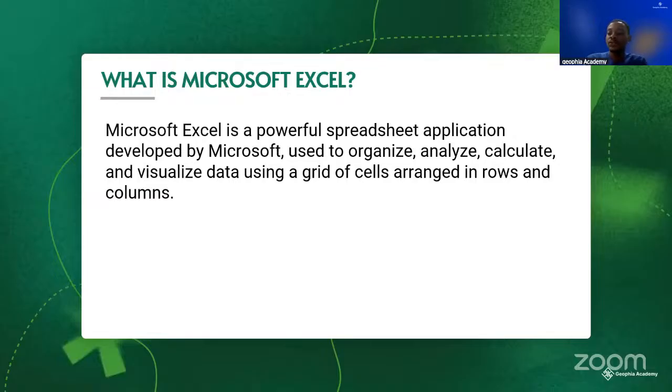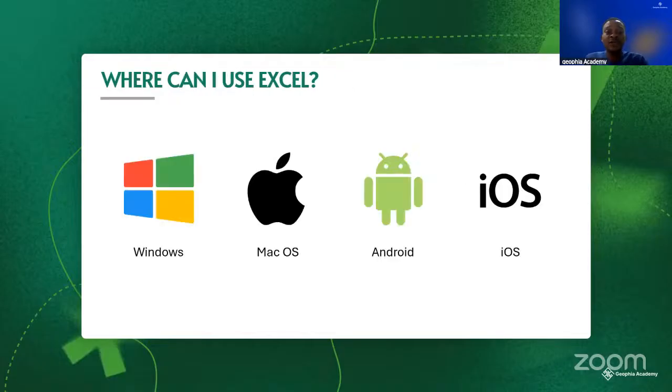Some of us will be asking, if we have Excel that can do all of these things, how can we use Excel? Excel is available on multiple platforms. It's a cross-platform application, meaning any kind of device you are using at home, you can use Excel with it. Excel is available on Windows. It's available on the Mac OS operating system. If you have an Android phone, you can also use Excel on it. If you have an iPhone or an iOS phone, you can also use Excel on it. So Excel is available across the board. It doesn't matter the tool you are using, you can work with it in Excel.